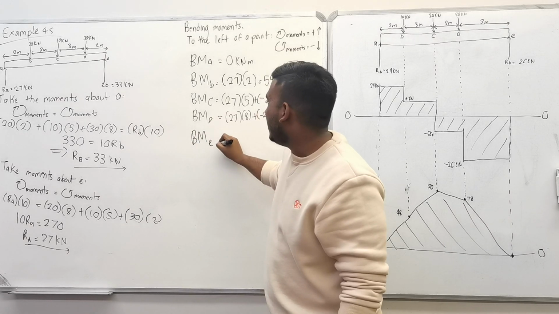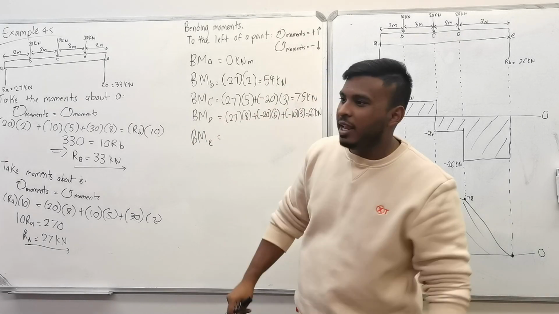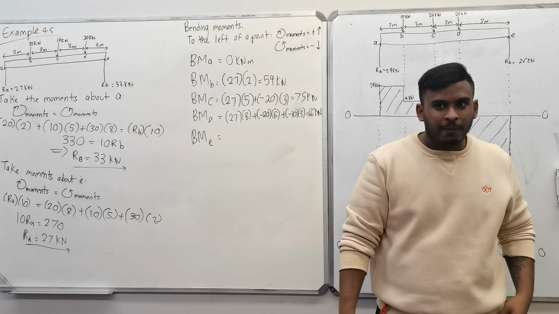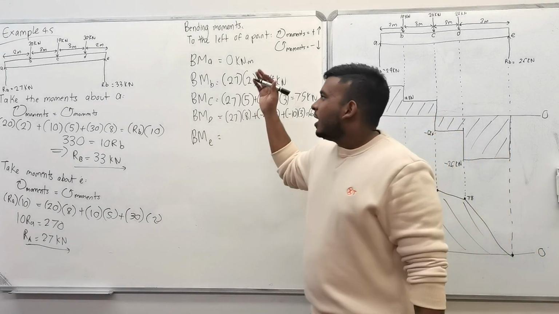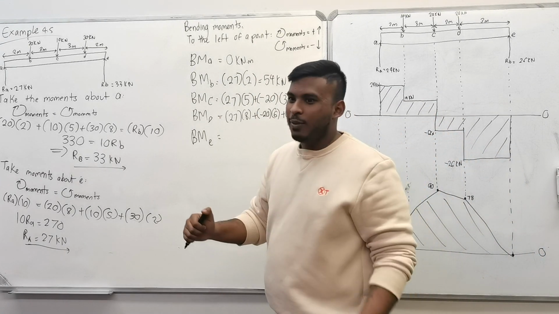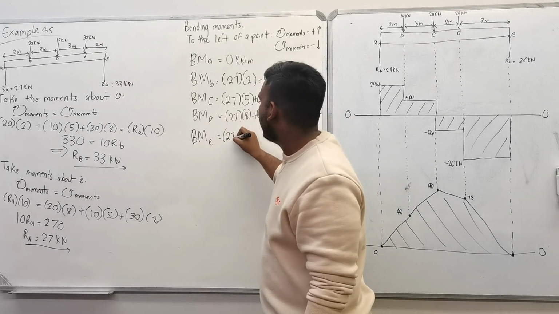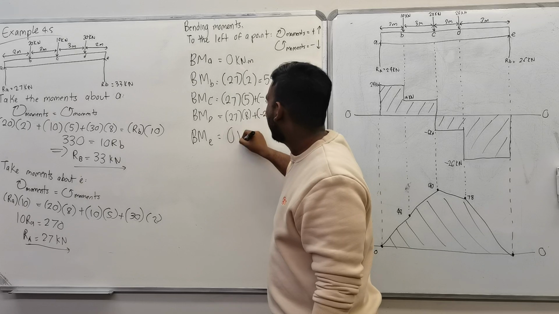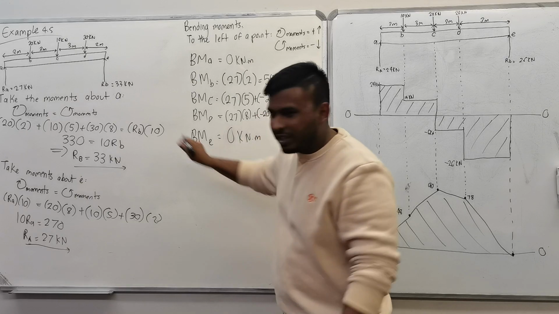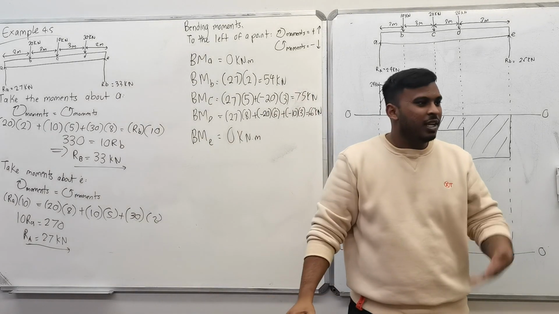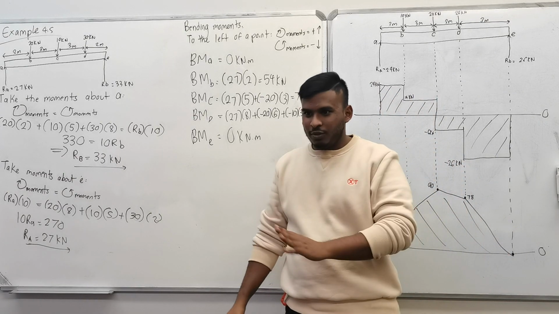Bending moment at E. How many forces are to the left of E? 4. What 4 are they? 1 up, 3 down, right? 27. Oh yeah, all this will be equal to 0, right? I understand it's all equal to 0 because the system is in equilibrium. Okay, so far we're all good.